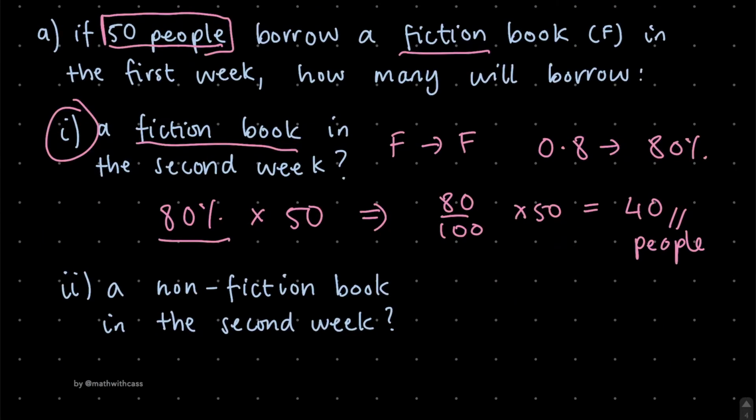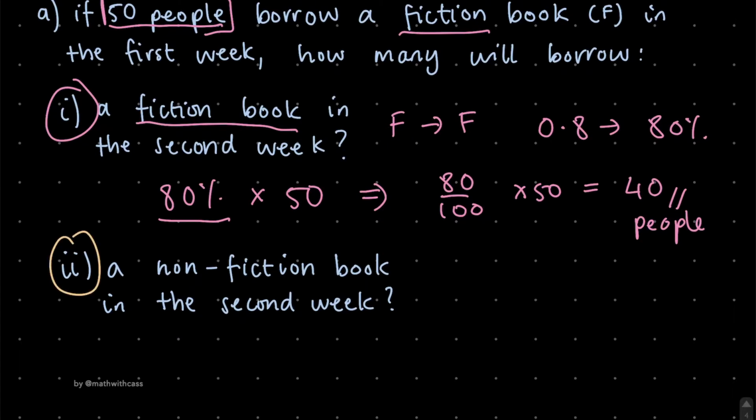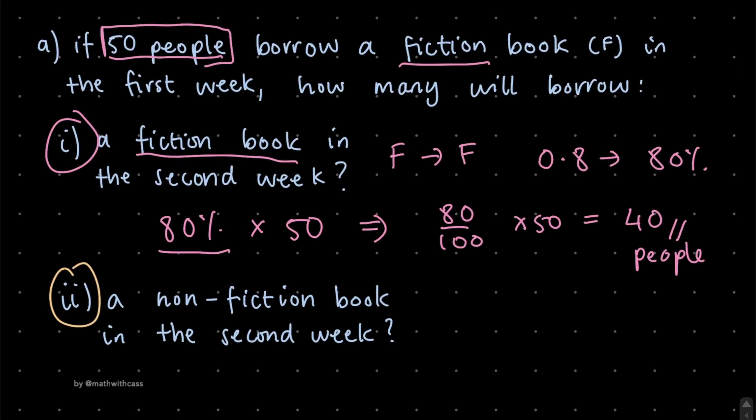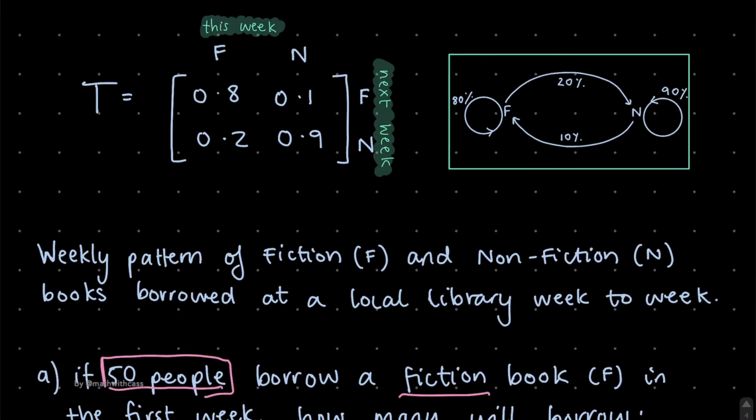Okay, so now let's look at question A2. So again, same thing. If 50 people borrow a fiction book in the first week, how many will borrow now a non-fiction book in the second week? So what we're doing is we're going from fiction here to non-fiction. So let's go back up to our transition matrix and see what element we need. So we're going fiction to non-fiction.